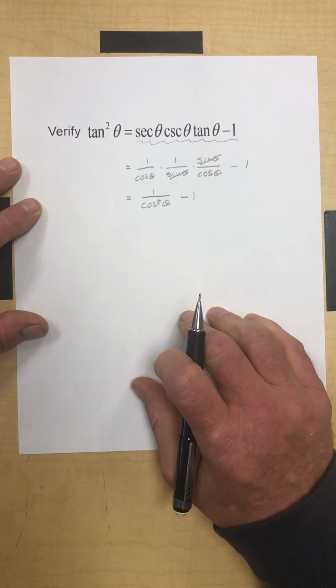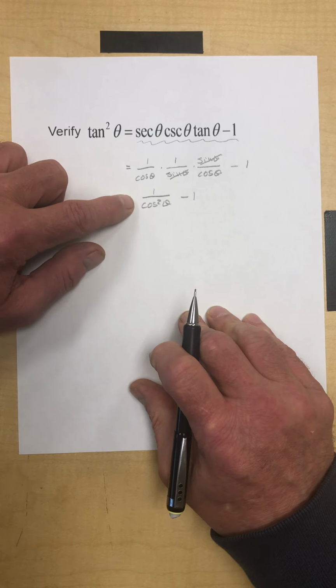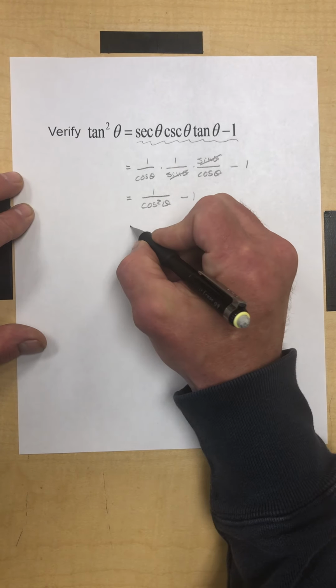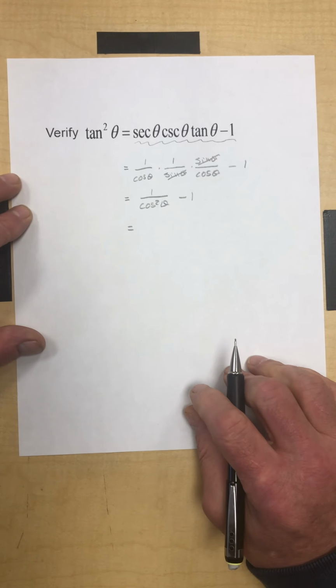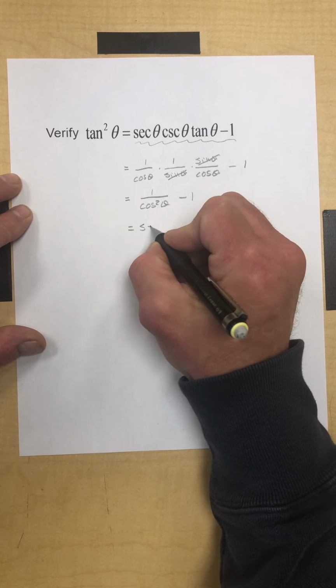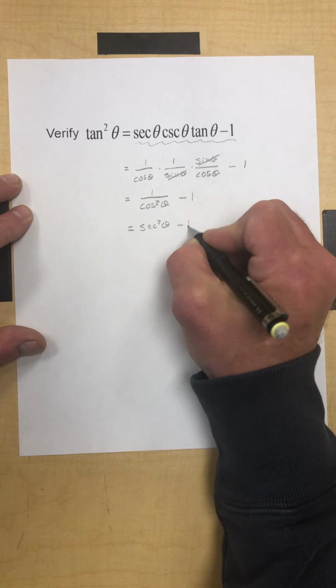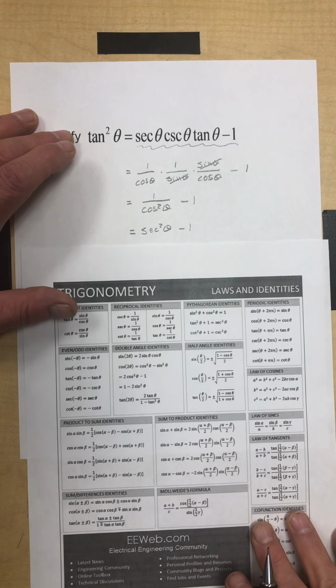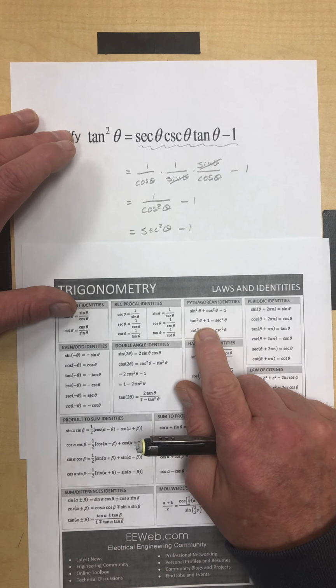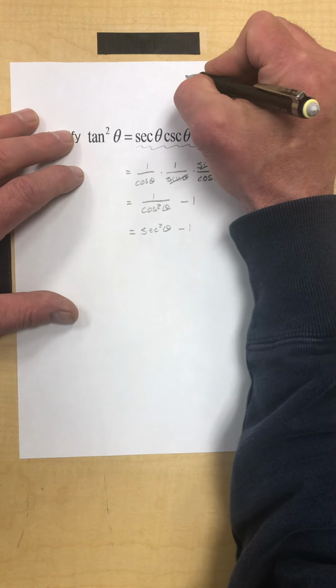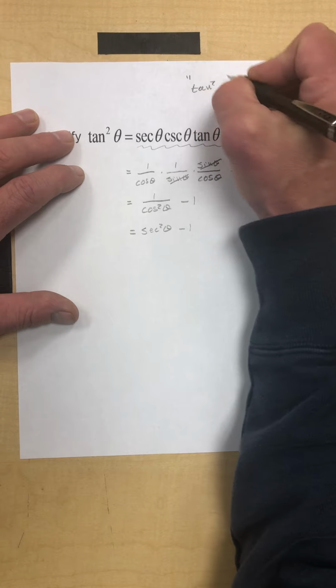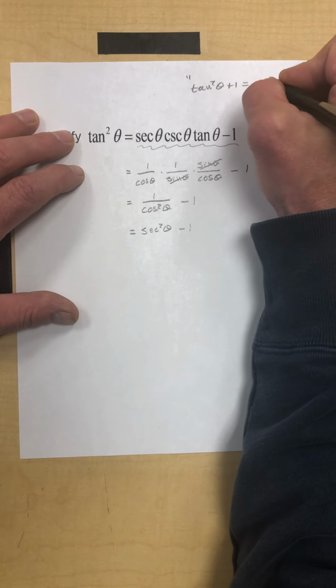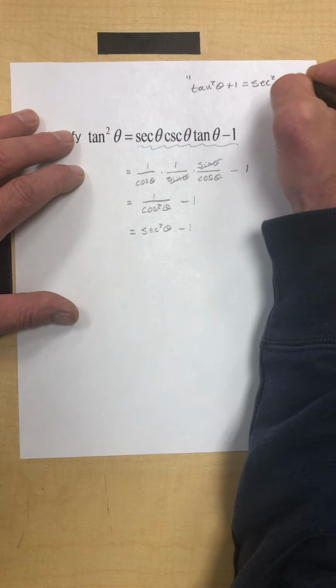Already we're a little bit simpler. This is the reciprocal of cosine squared, and the reciprocal of cosine squared is secant squared. So this is the same as secant squared of theta minus 1. Now I'm looking at that secant squared and the 1, and I'm thinking about Pythagorean identities: tangent squared plus 1 is equal to secant squared. So I have tangent squared of theta plus 1 equals secant squared of theta.